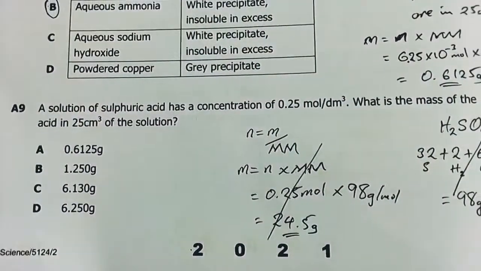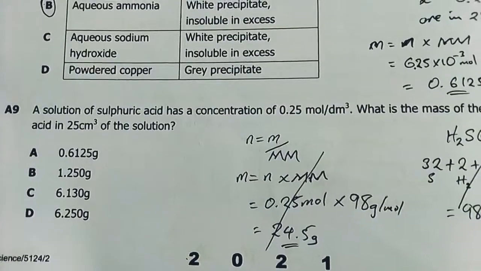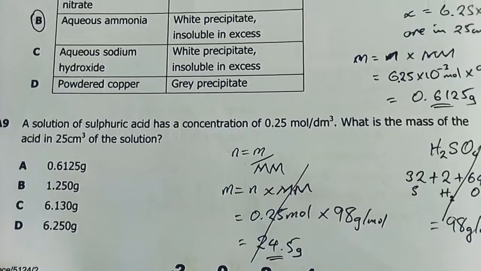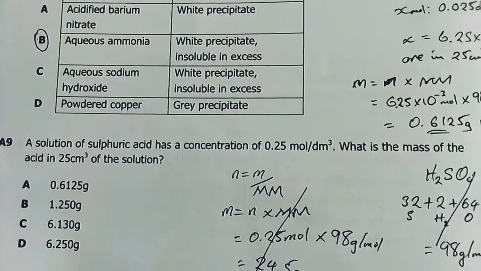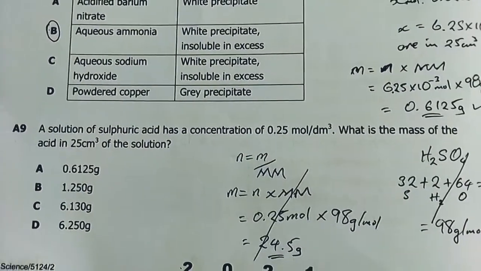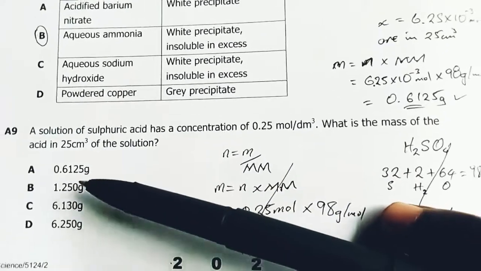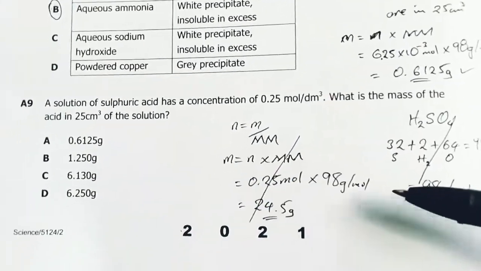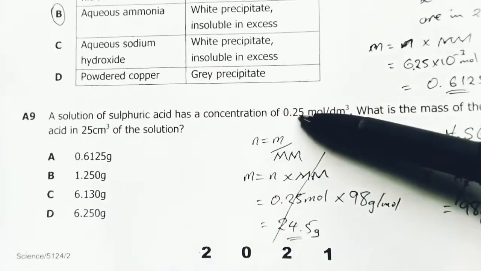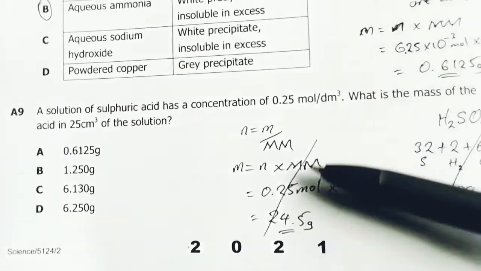Number 9, a solution of sulfuric acid is concentrated. A solution of sulfuric acid has a concentration of 0.25 mole per decimeter cubed. What is the mass of acid in 25 cubic centimeters of the solution? When I just read this question, since I saw that these are grams, I directly went to calculate. I converted this to grams and it gave me 24.5 grams. Then I realized this was too much. Then I read it again.